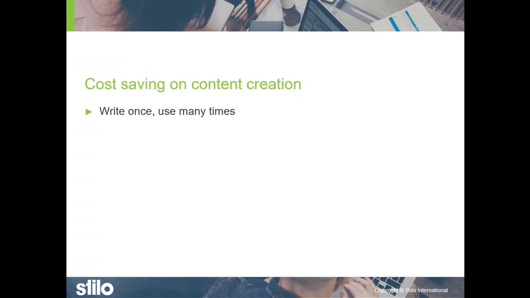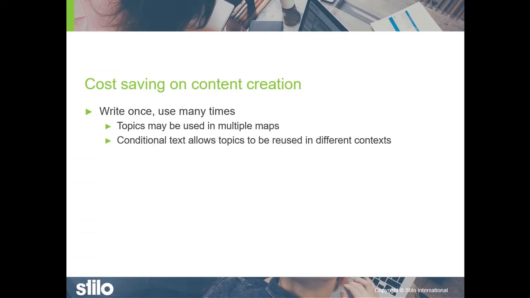Cost saving on your content creation. Well, obviously the idea is that we're going to write the content once and use it many times. Topics, you can use them in various different maps. One topic can be used in an assortment of maps. Conditional text allows an individual topic to be reused in different contexts according to the specific conditions of that document. And elements at various other levels besides just topics can be reused if you use conrefs.